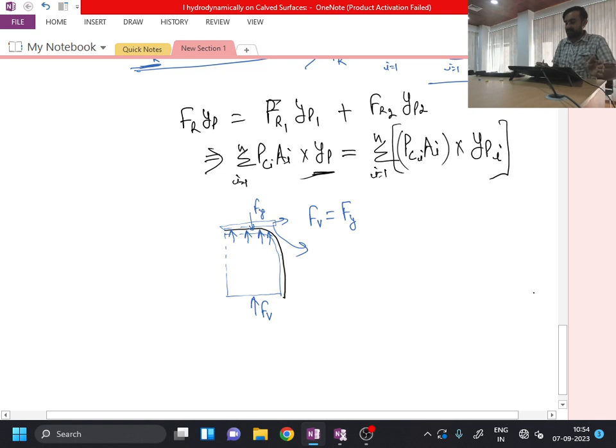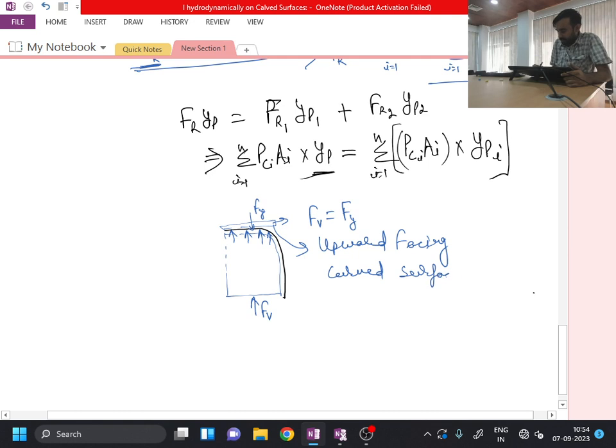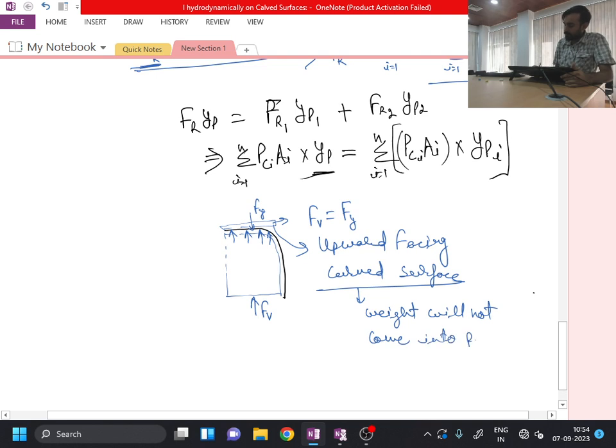So what I can say is that over the horizontal projection of the upward facing curved surface, on an upward facing curved surface, weight will not come into the picture. Whose weight? Weight of the liquid. Okay, so that is an important point.